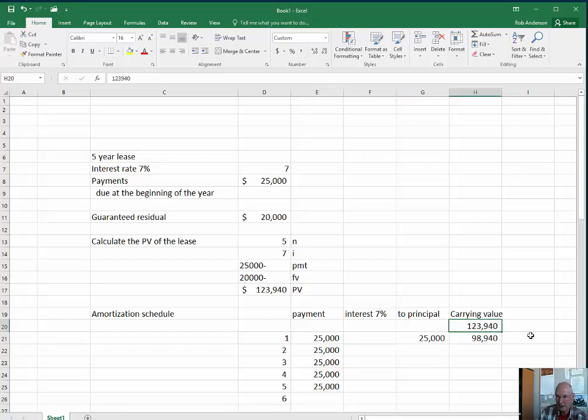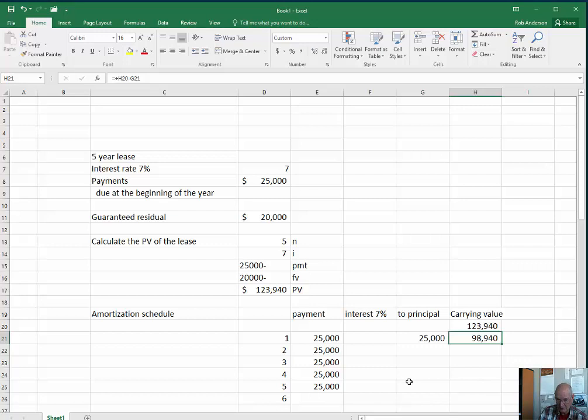But here's our beginning amount. Now remember, our first payment is due on day 1. There is no interest on day 1. You haven't incurred any interest yet. So the whole $25,000 comes off the principal of the lease. So we're looking at $98,940.